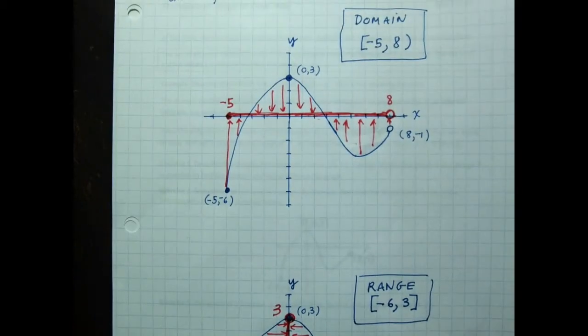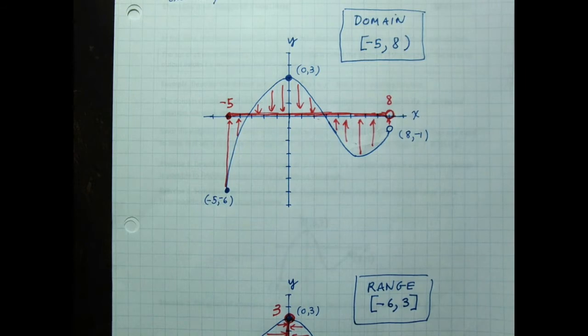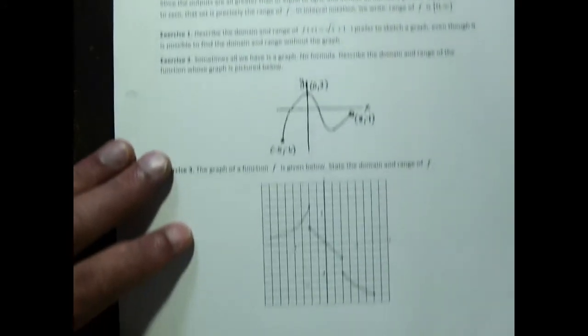So I don't know, I can kind of get domain and range there in the same view. That's exercise 2. Let's go right on to the next exercise.